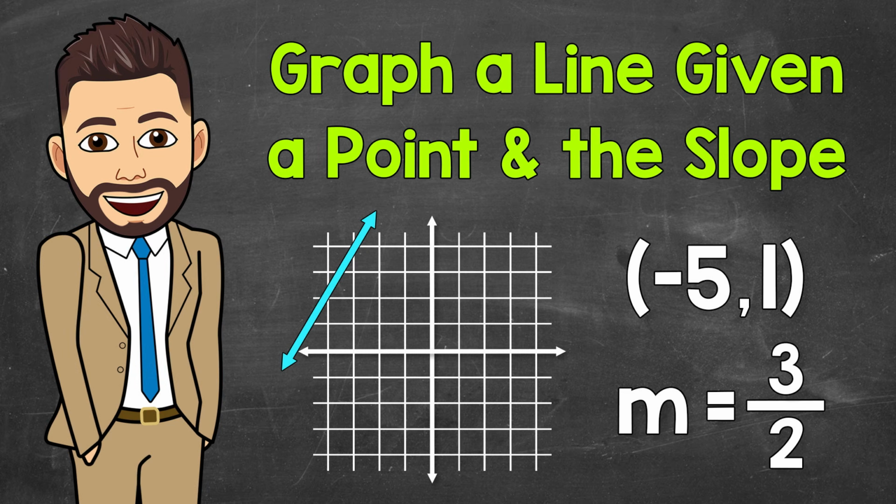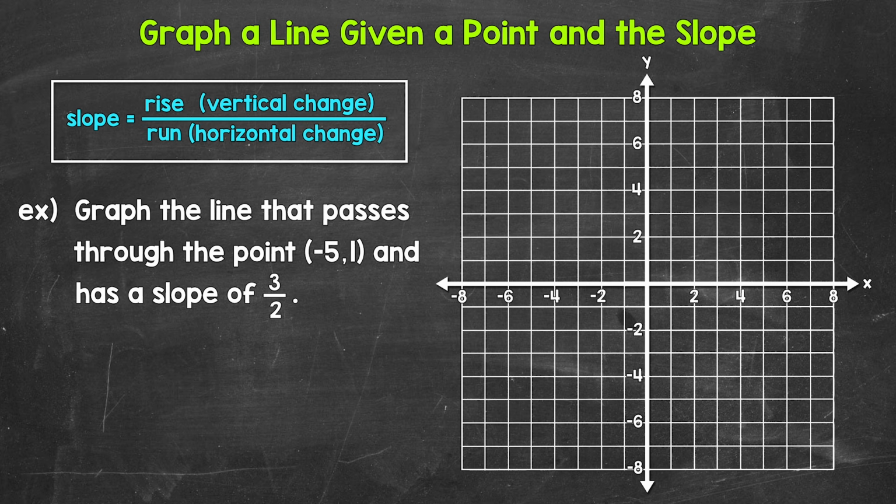In this video, I'm going to cover how to graph a line given a point and the slope. Let's jump into our example where we have: graph the line that passes through the point (-5, 1) and has a slope of 3/2.